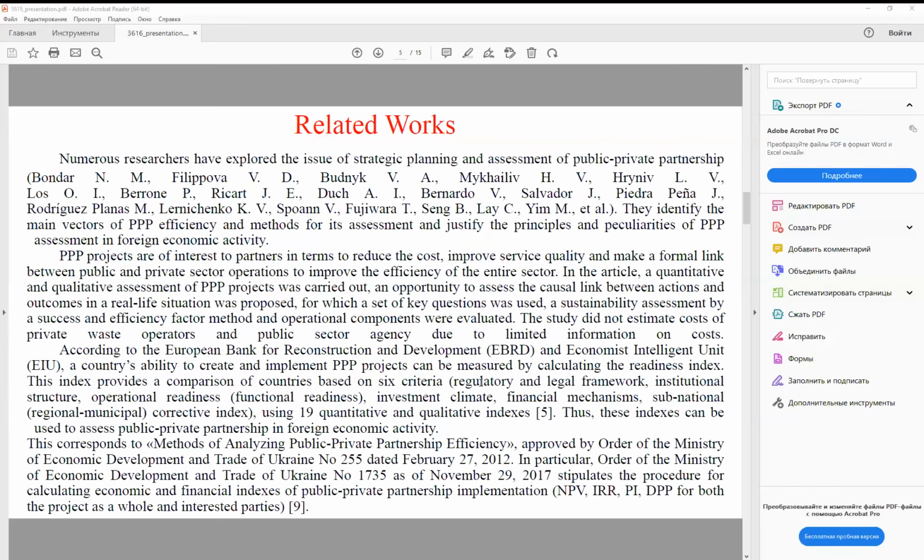Next is the related work. Numerous researchers have explored the issue of strategic planning and assessment of public-private partnership: Bodnar and M. Filipova, V.D. Badnik, V.A. Mikhailov, H.V. Hroyniv, L.V. Loss, I. Baron, P. Ricard, J.E. Dutch, A.E. Bernardo, V. Salvador, J., and also. They identify main vectors of PPP efficiency and the method for its assessment and justify the principles and regularities of PPP assessment in foreign economic activity.